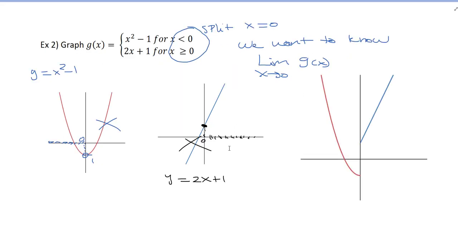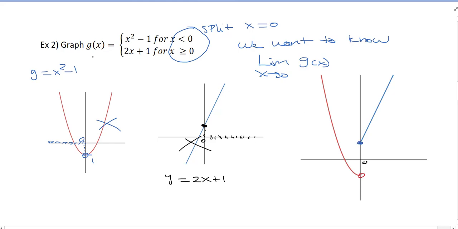And so this is what we look like put together. So our split point is at x equals 0. Now just to make this graph a little more accurate, that is an open circle, so that y value is not included, and this is a closed circle.